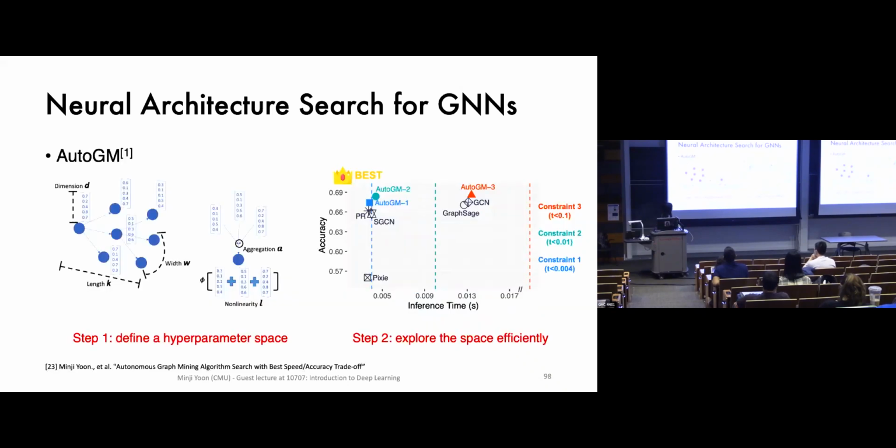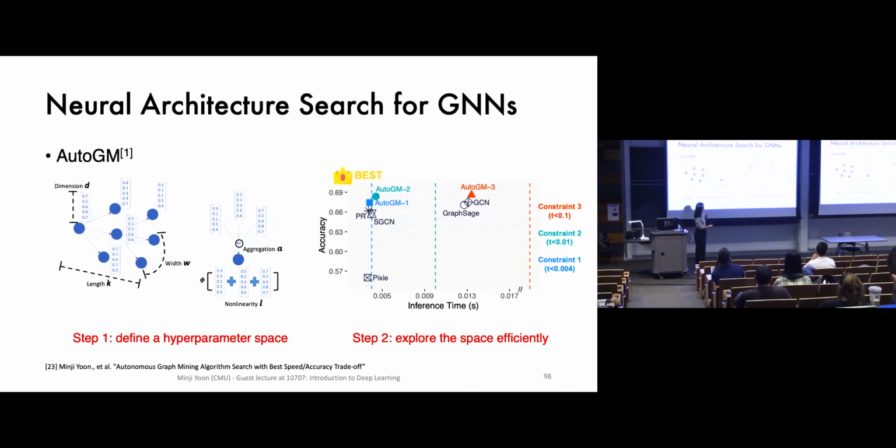This is also proposed by us. What we do is define a hyperparameter space composed of the design factors of graph neural network architecture, like the dimension of messages, the number of neighbors we're going to aggregate, the hops, the aggregation strategy, and what kind of nonlinearity we're going to use. After we define the hyperparameter space, we explore the space efficiently, borrowing reinforcement learning techniques. By doing that, we can propose new graph neural network methods, which have different width, depth, aggregation strategy, and nonlinearity from conventional graph neural network algorithms.